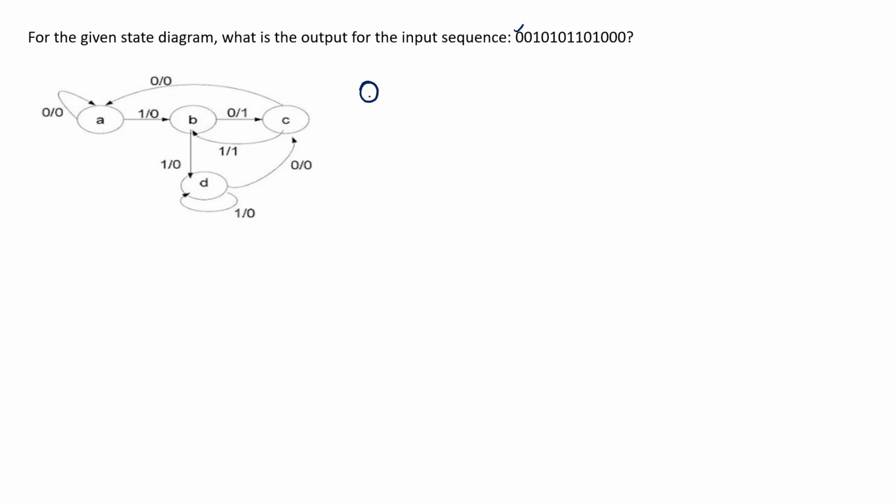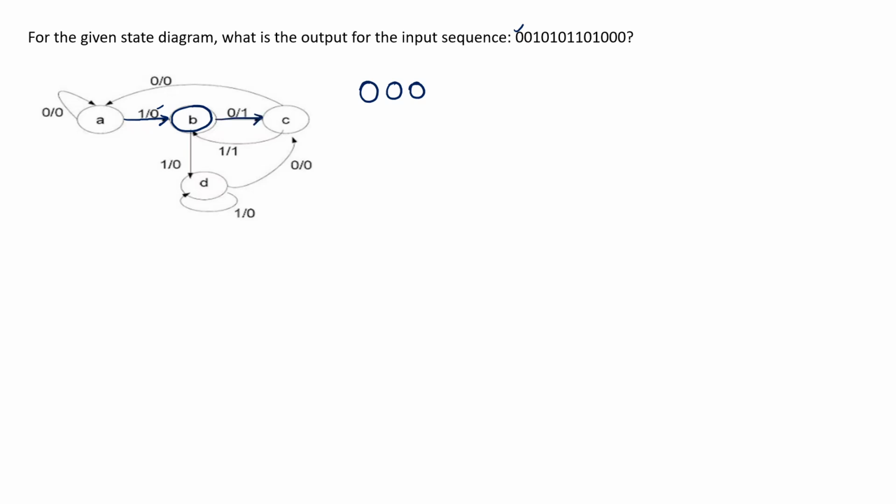If the input is zero, it will be in state A only, and the output is zero. If the input is one, it will go to the next state, and the output is zero. So these are completed. So you are at B. Now if the input is zero, what is the output?